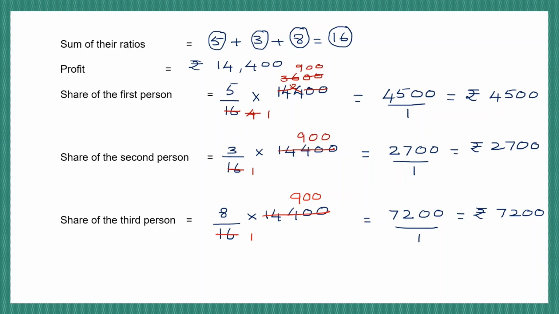Now, this is your answer. We have the share of the first person, share of the second person, and share of the third person. Again, you can check your answer by adding up all these. Your answer should be 14,400.